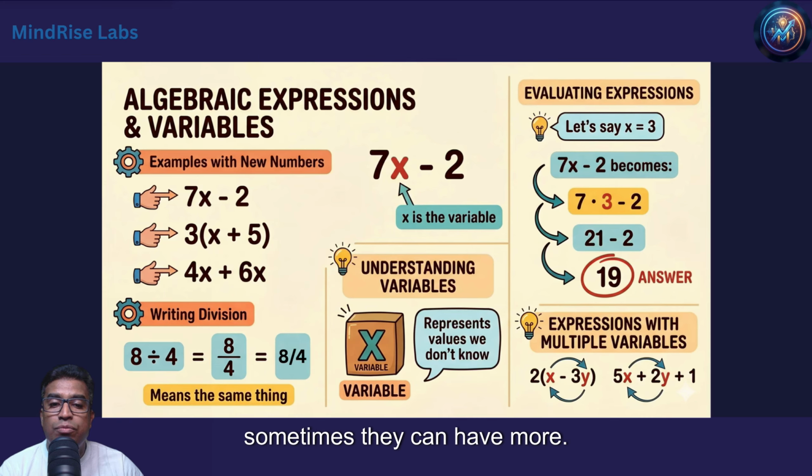Also, expressions don't always have just one variable. Sometimes they can have more. So as you see on the screen again, for example, 2 times bracket x minus 3y, or 5x plus 2y plus 1. Now you are working with more than one unknown, and that's where algebra becomes even more powerful. Don't you agree?